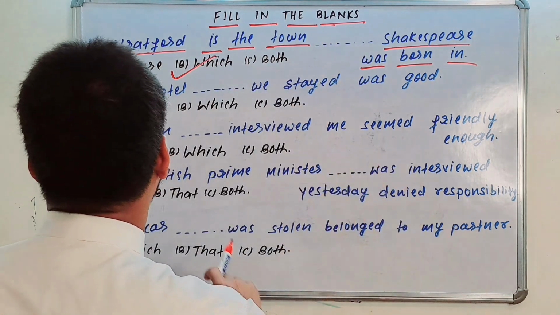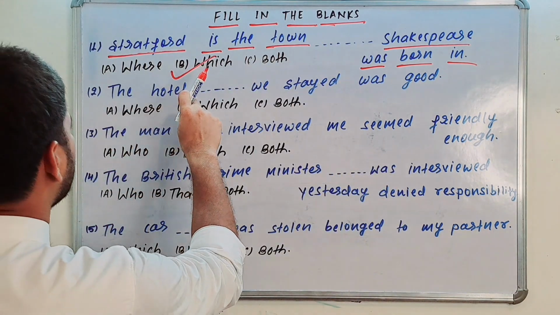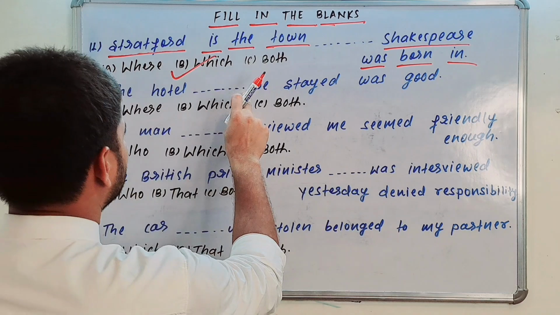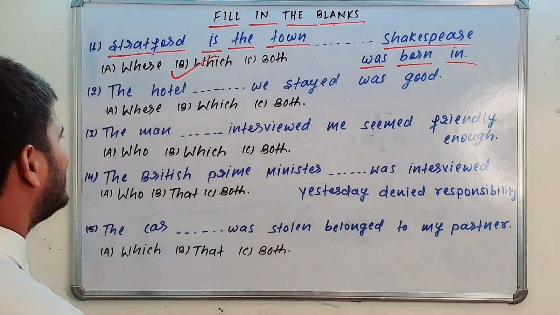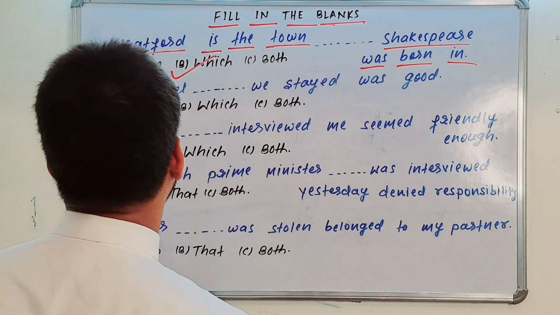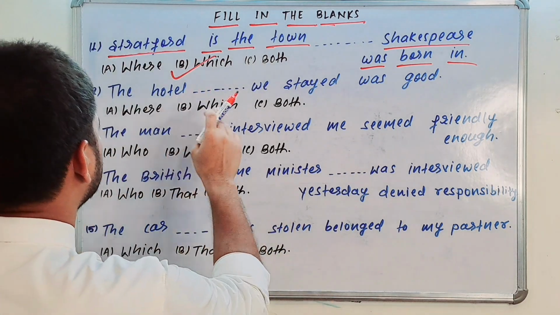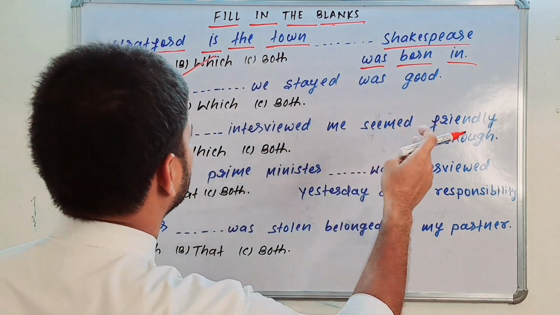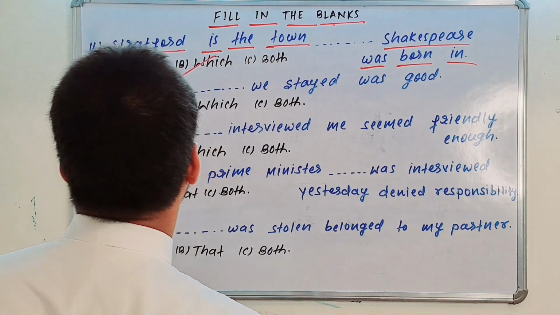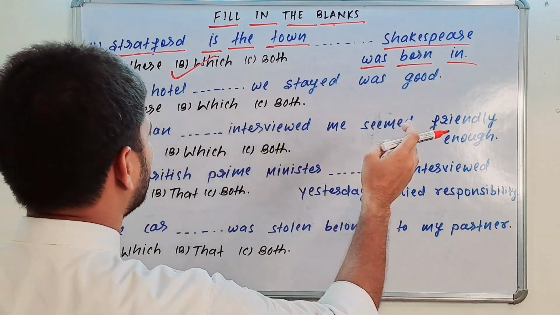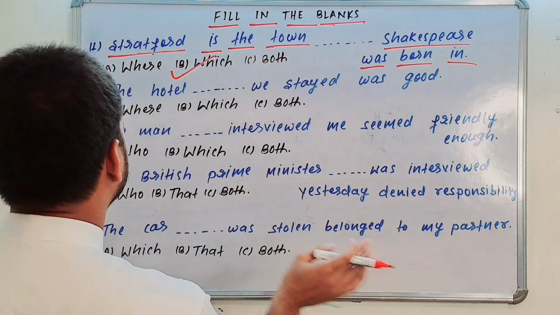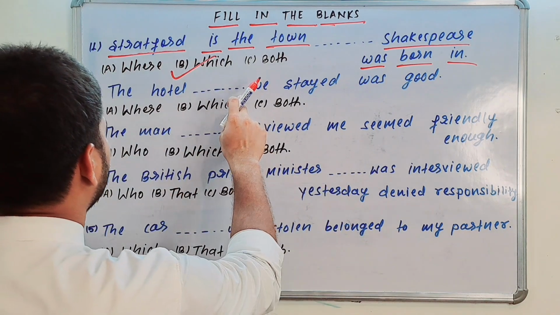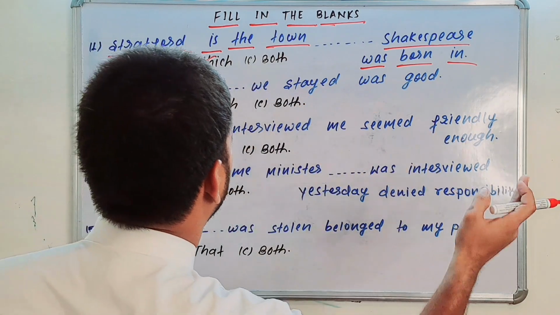Now let's come to the second one here. The hotel that we stayed was good. Again, listen carefully. The second question: the hotel that we stayed was good. Don't put that, actually, dash. The hotel that we stayed was good.